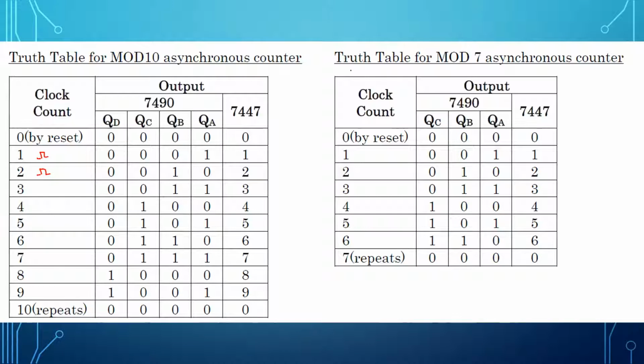Similarly, you can write the truth table for the mod 7 counter also. Mod 7 counter means it has to count 7 counts. Starting from 0, it has to go up to 6 and then repeat.